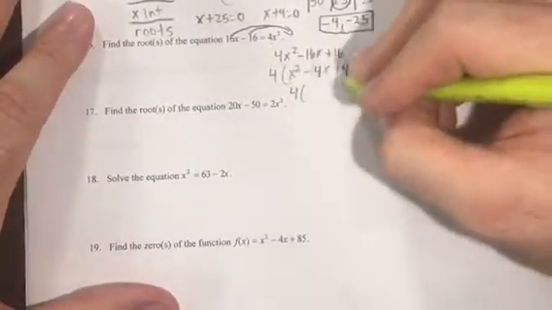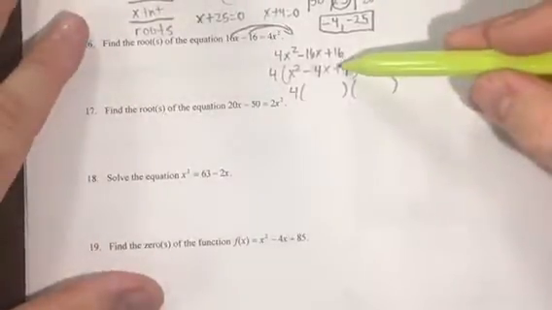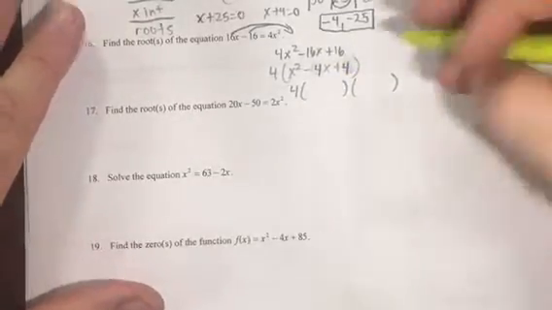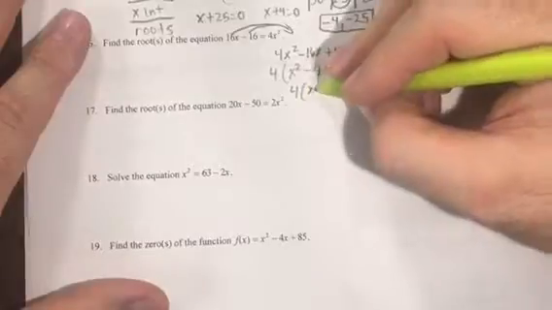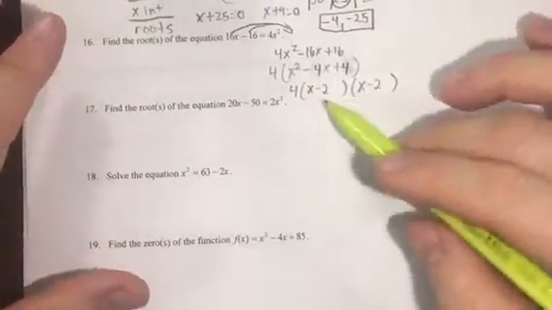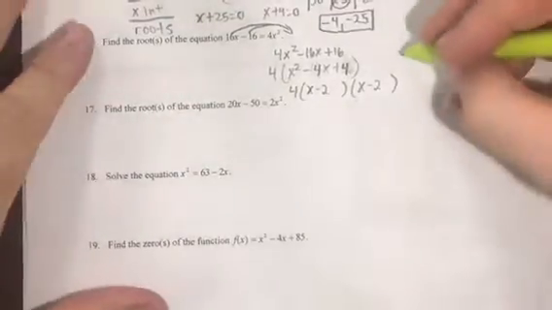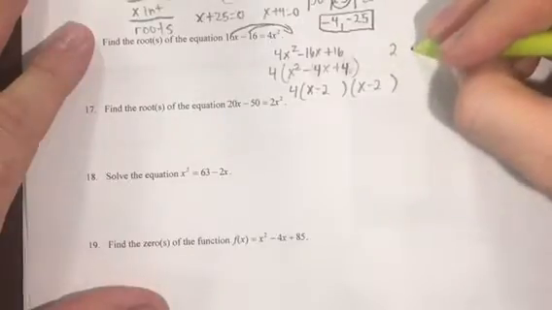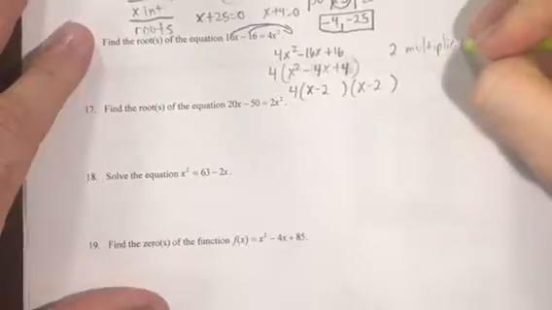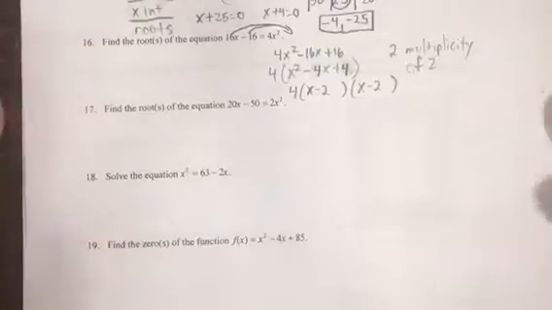So now, what are my factors? If I multiply, I get a positive 4. If I combine, I get a negative 4. Yeah, x minus 2 and x minus 2. So what is my answer going to be? 2 with a multiplicity of 2.